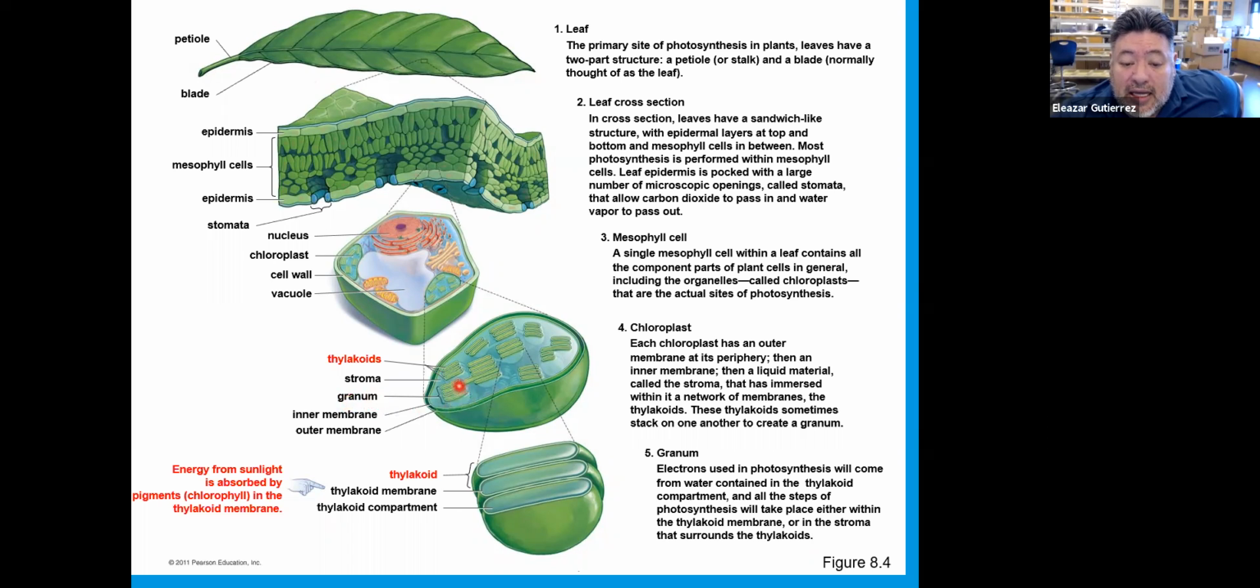Okay, and now if we take a granum and enlarge it some more, we end up with the unit of photosynthesis, which is the thylakoid. So we have the thylakoid, which is the whole thing, and then on the surface we have the thylakoid membrane, which is where we find the photosynthetic pigments, and inside we have the thylakoid compartment.